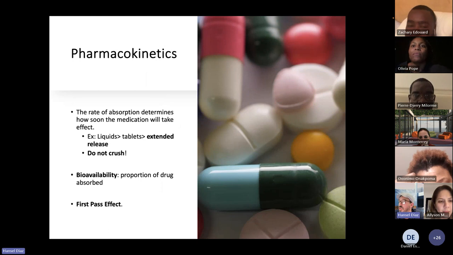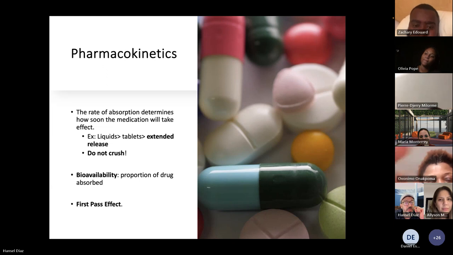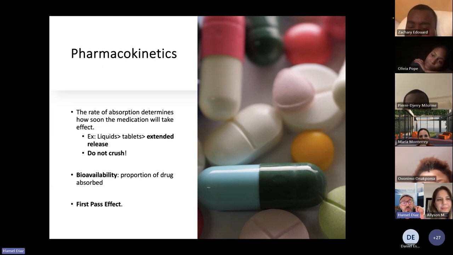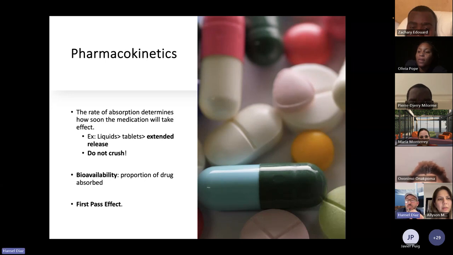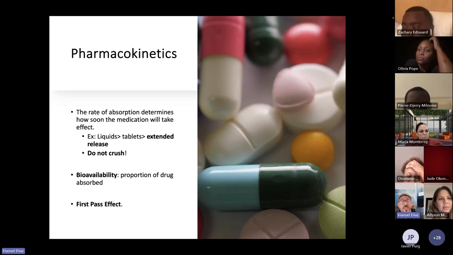The rate of absorption determines how soon the medication will take effect. If you give somebody a medication IV versus a medication PO, which one is going to take effect faster? IV. If you give somebody a medication, a pill versus, let's say, a liquid, which one is going to be faster? Guys, it's not a trick question. The liquid. That's right.